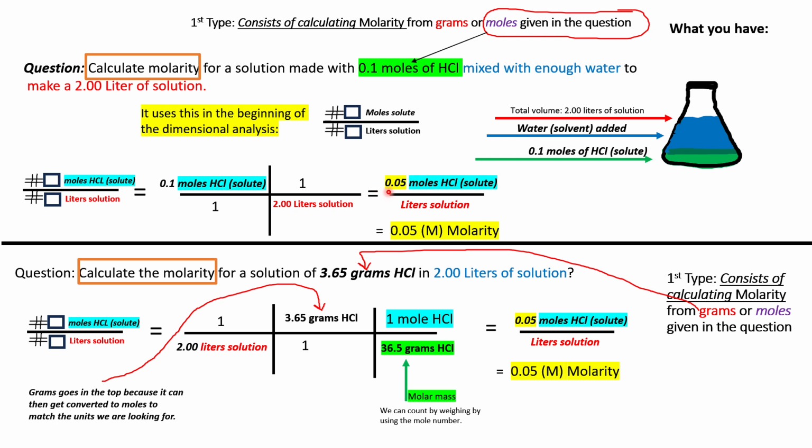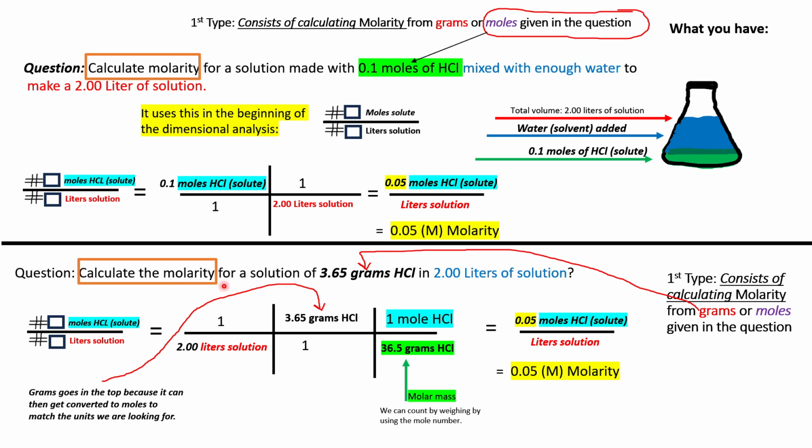And I get 0.05 moles of hydrochloride over liters of solution. And since we're talking about molarity, all you have to do is convert this into this right here. Technically, you don't have to write the whole word, but I decided to write it. So, 0.05 molar, or molarity.